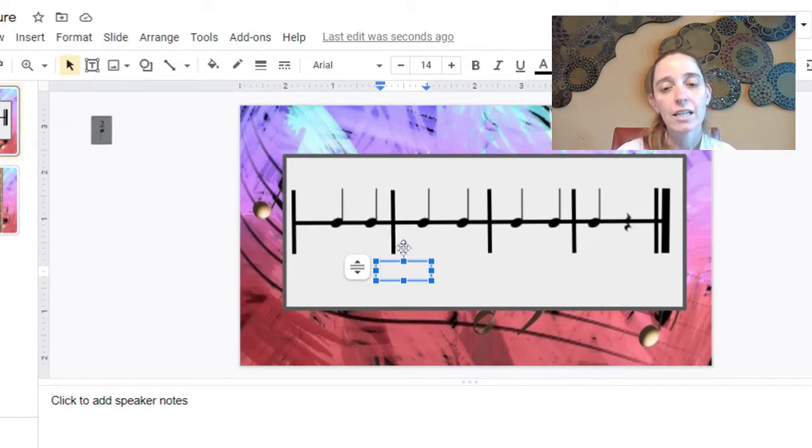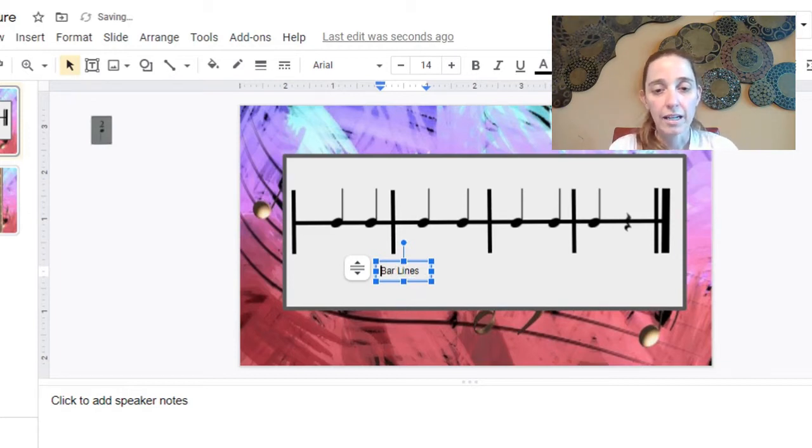So last time we talked about these vertical lines. Does anybody remember what they're called? They are called bar lines. B-A-R. Bar lines.